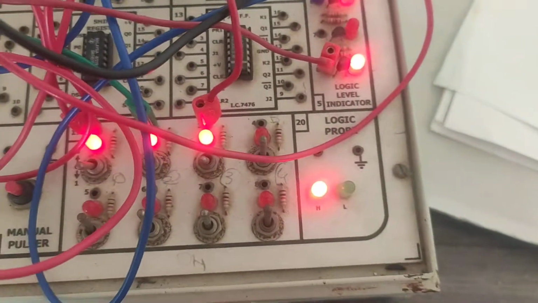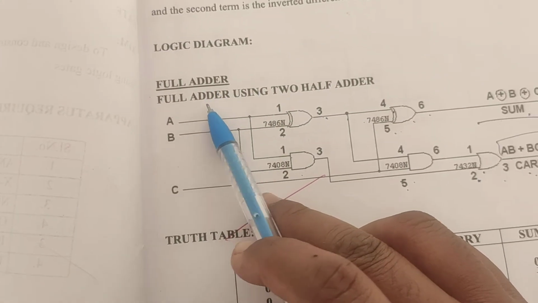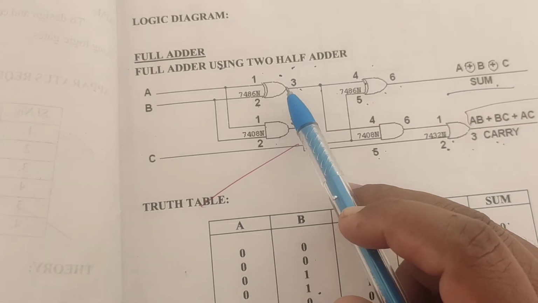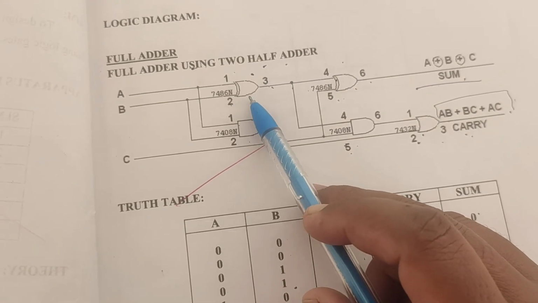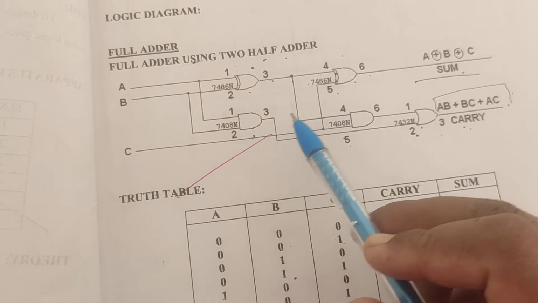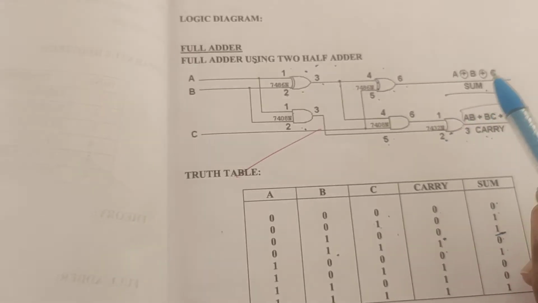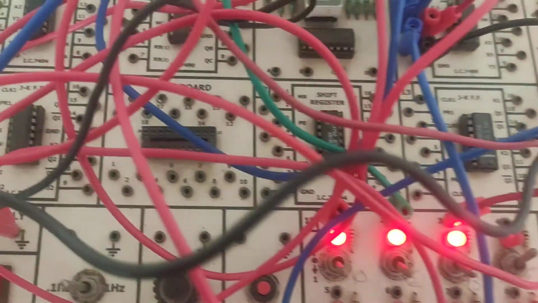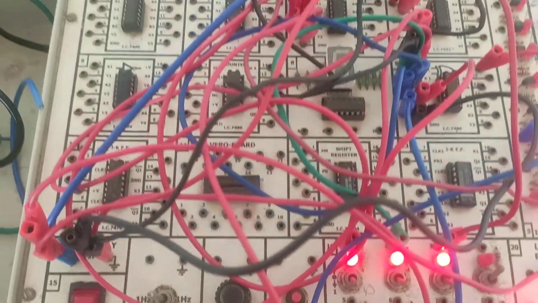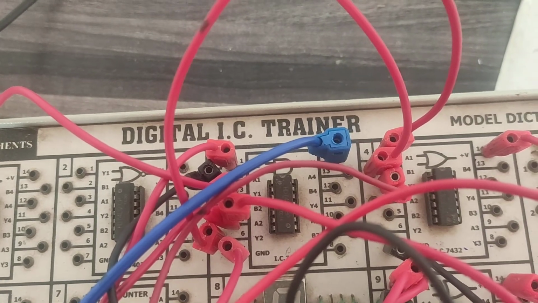This is today's experiment, a full adder using two half adders. For this we have taken IC 7486 as the XOR gate, AND gate IC 7408 and OR gate IC 7432. In this way we have completed experiment number 3 from digital electronics, the full adder, using this digital IC trainer. Okay, thank you.